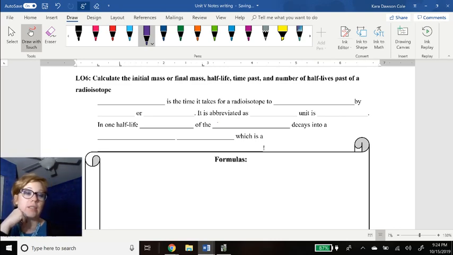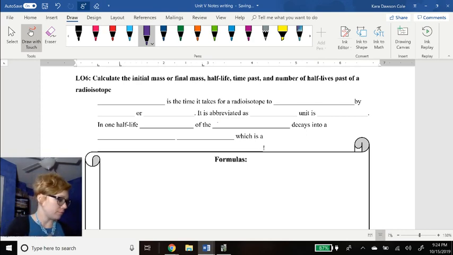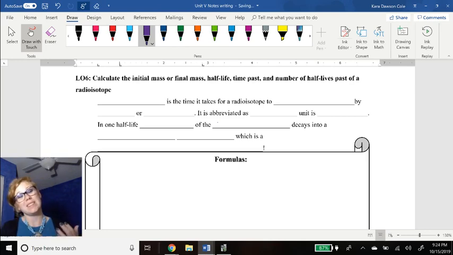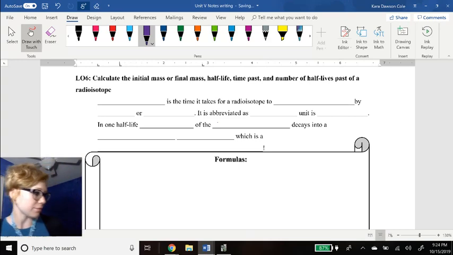Learning objectives 3, 4, and 5 were done in class. So if you do not have those notes, you may want to see Mrs. Cole and get some help with it, because I'm not doing a video on it.